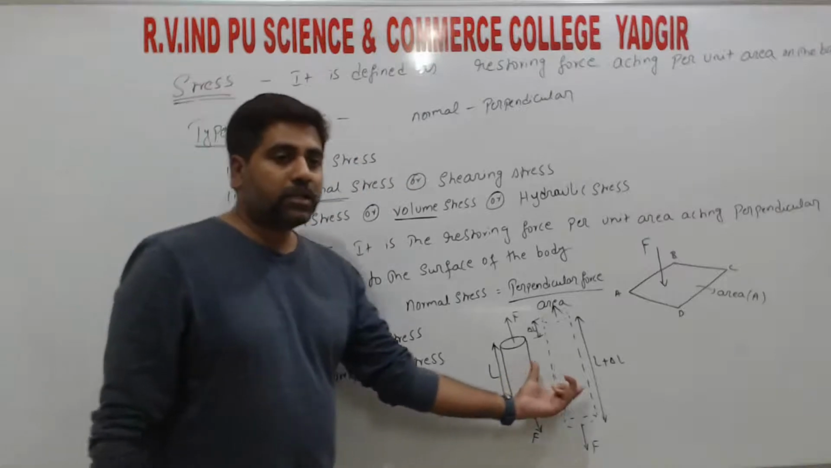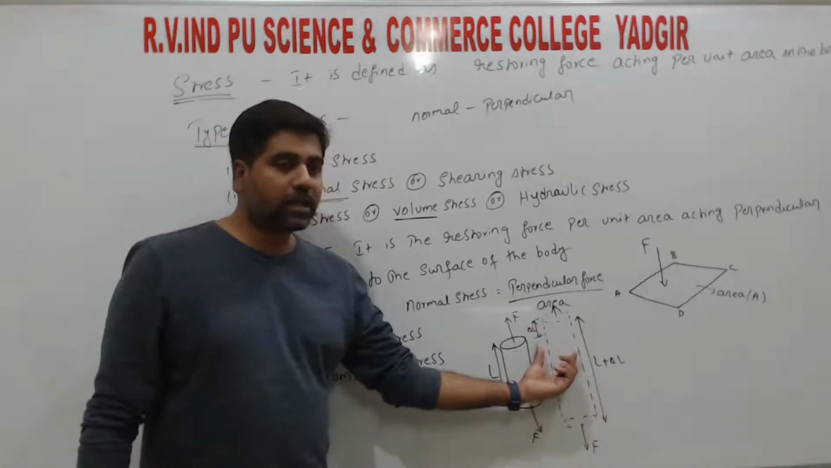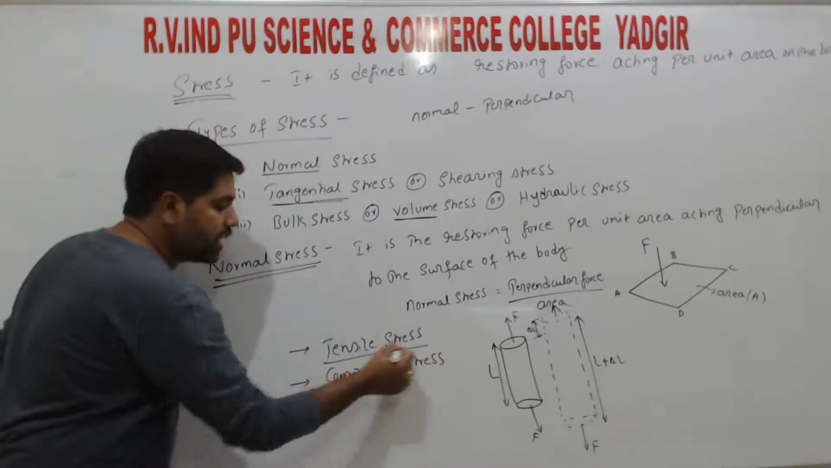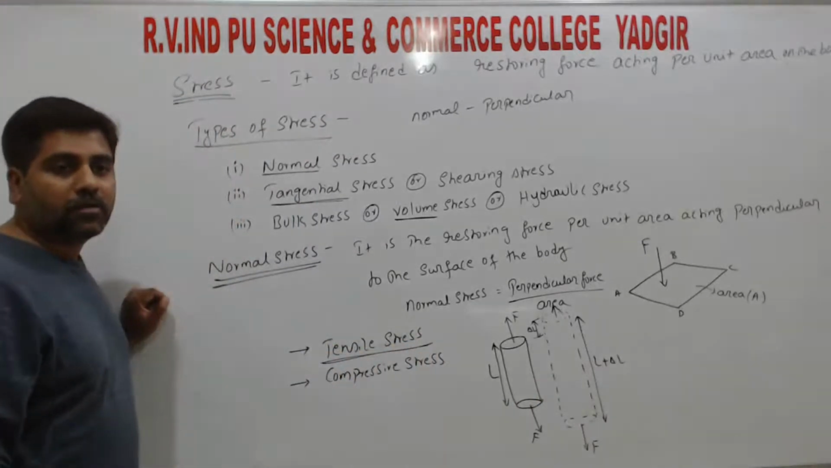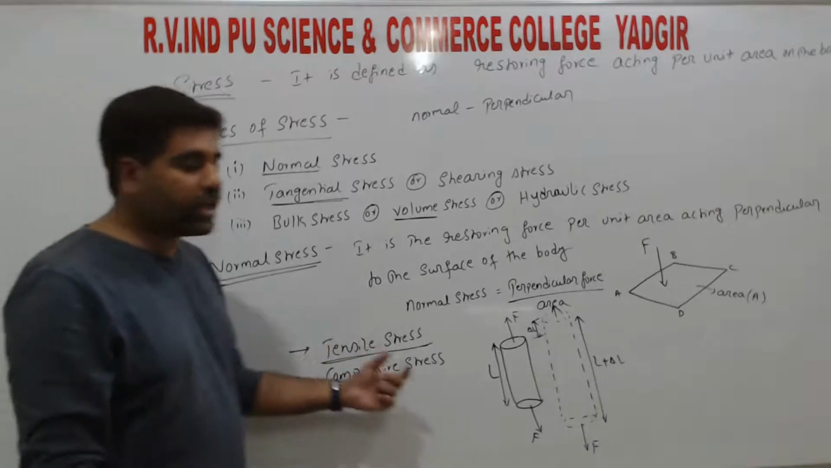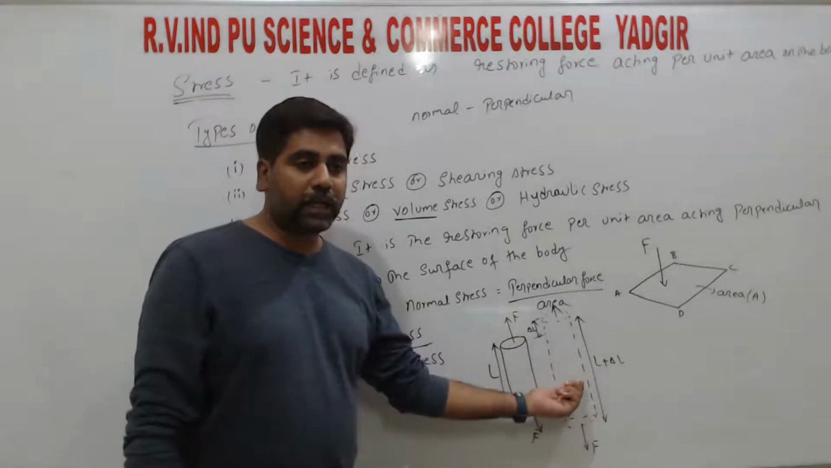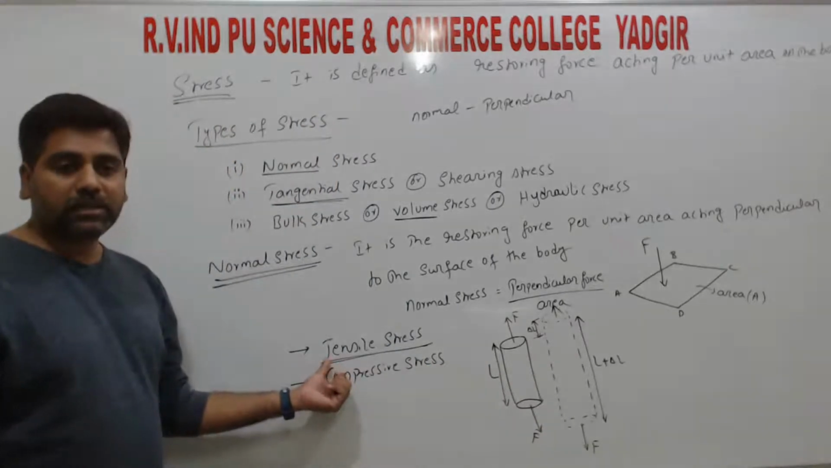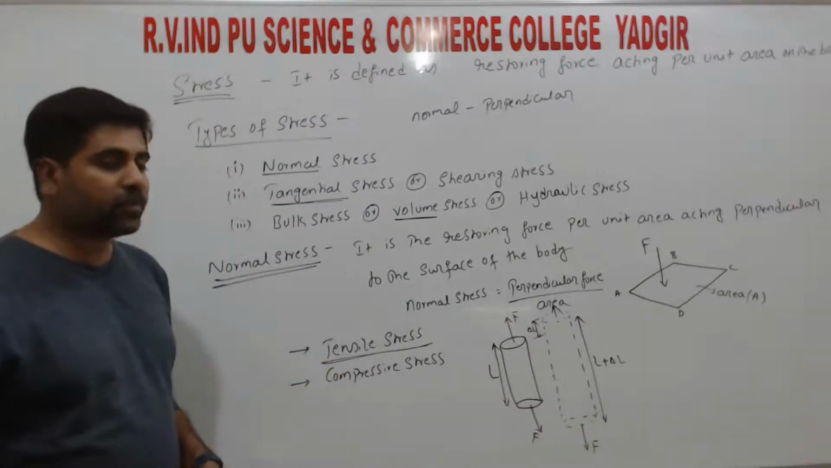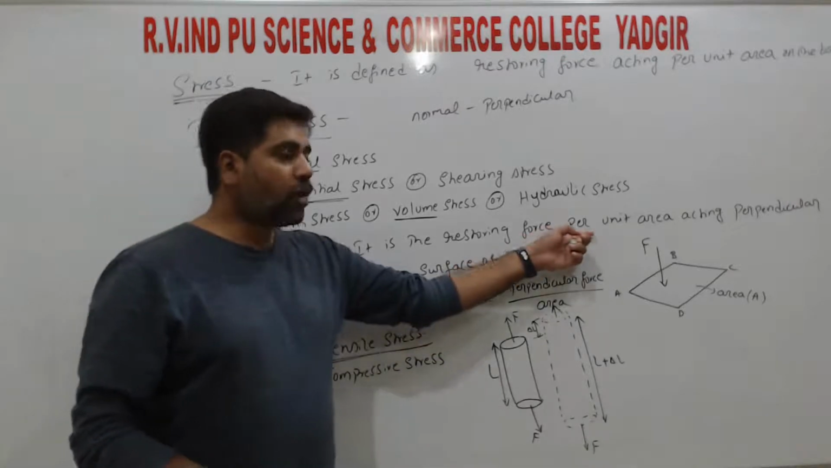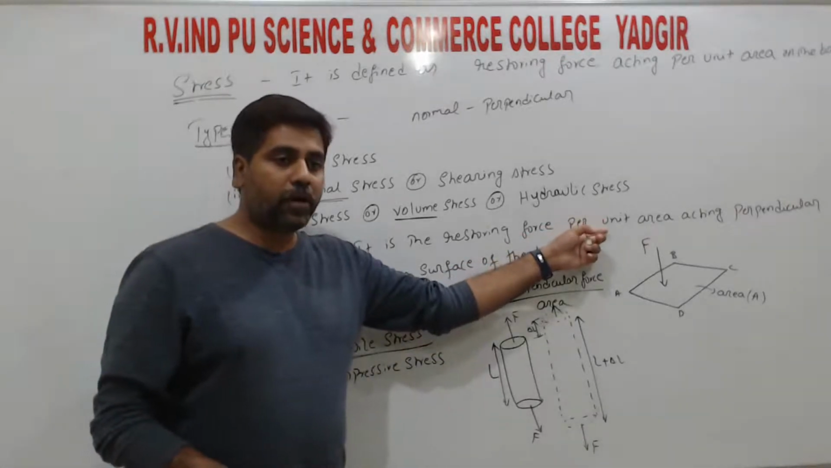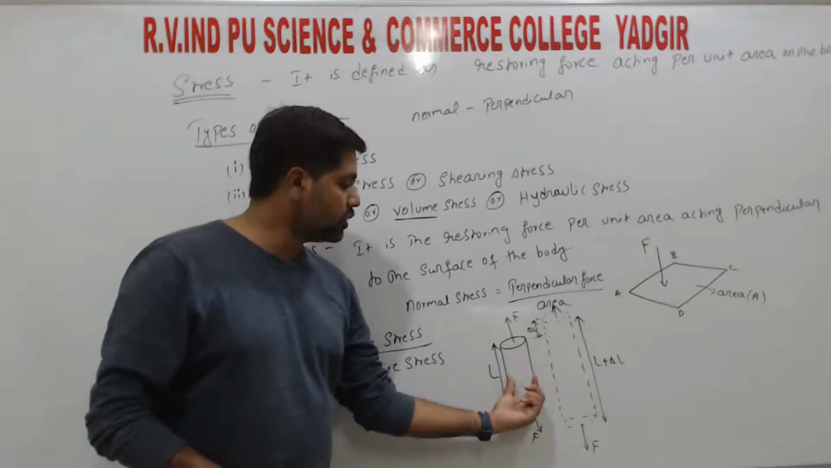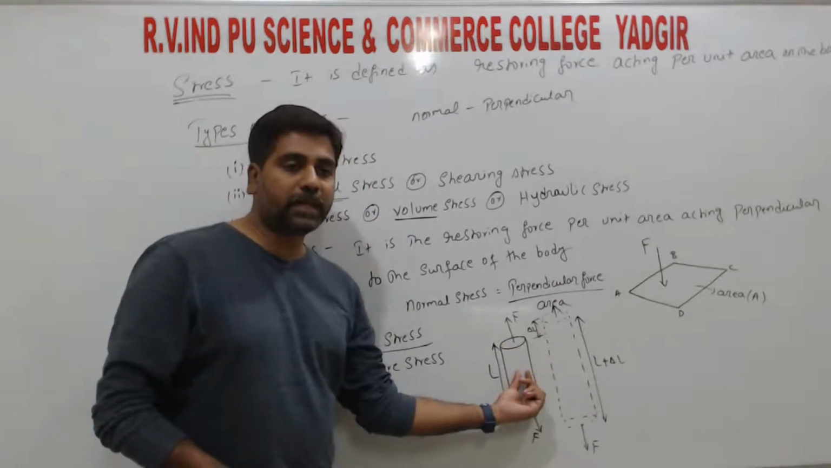So the shape is changing. The length is increasing. That we call tensile stress, right? The force which is required to change the length of a material, that type of stress we call the tensile stress. Tensile stress means we are applying a normal force, that is perpendicular force, on two sides of a material, and then the body or the object gets deformed.